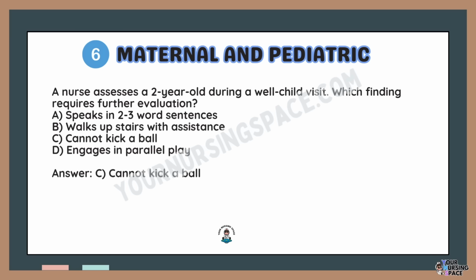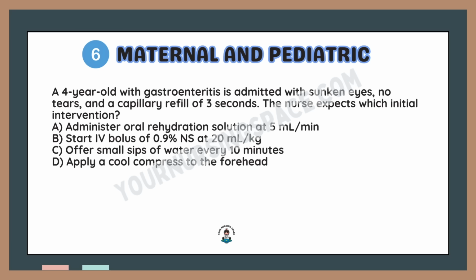By 2 years, a toddler should kick a ball, a gross motor milestone. A and B are expected for age. D, parallel play is normal until approximately 3 to 4 years when cooperative play begins. Delay in kicking suggests a motor issue. Evaluate further.